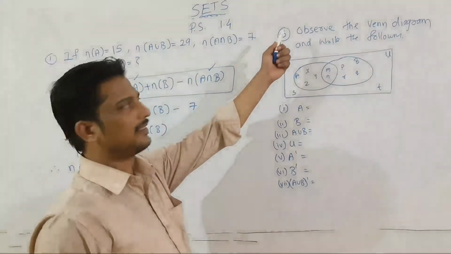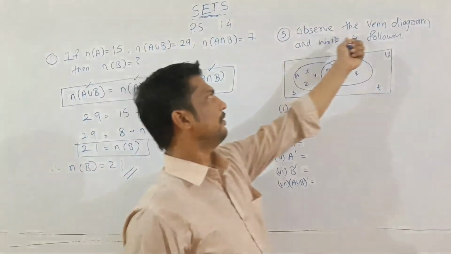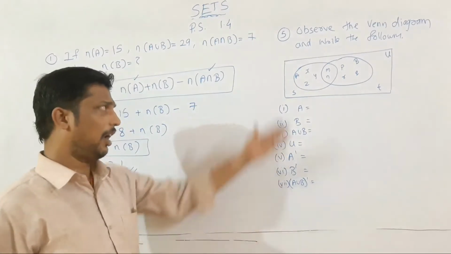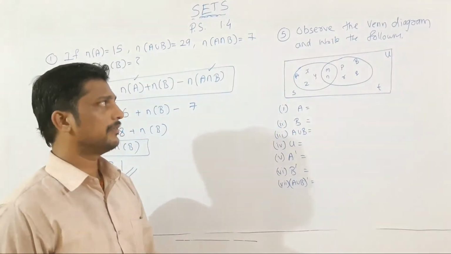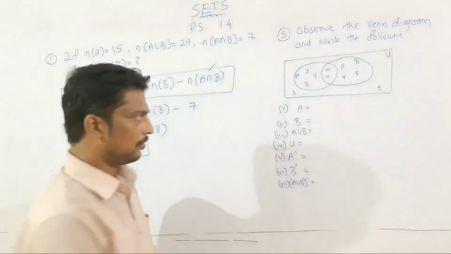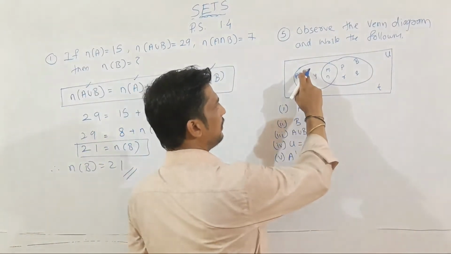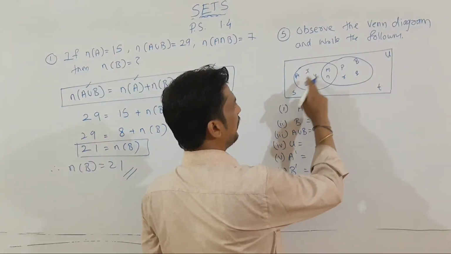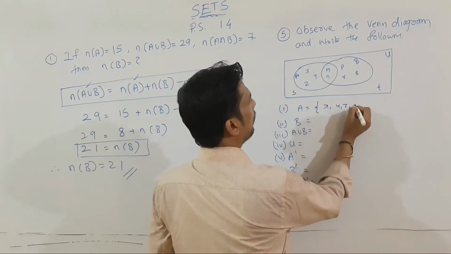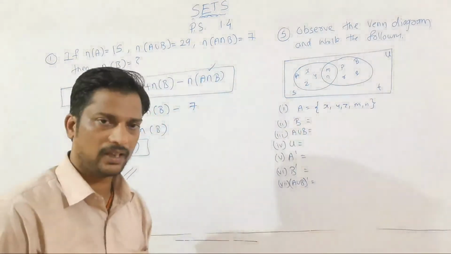Now, let us take the next example, which is question number 5. Observe the Venn diagram and write the following. The question is like this. They have given me this Venn diagram. Now here, they asked me to write the set A. By observing this, I can write set A. In set A, it is x, y, z, m, n. So this is my required set A.